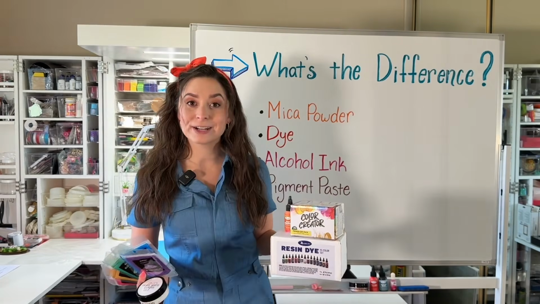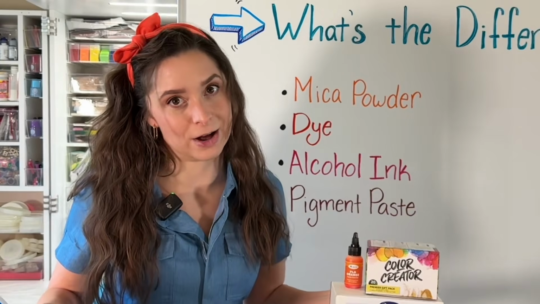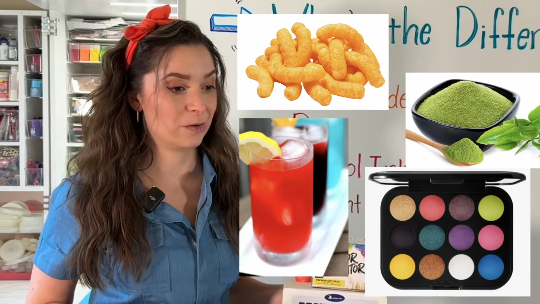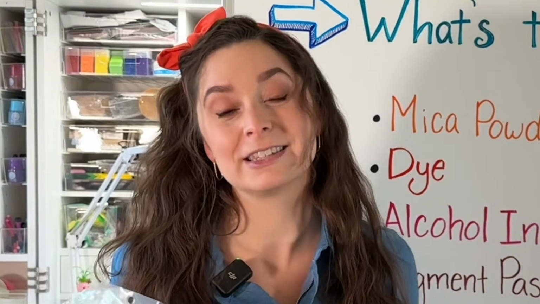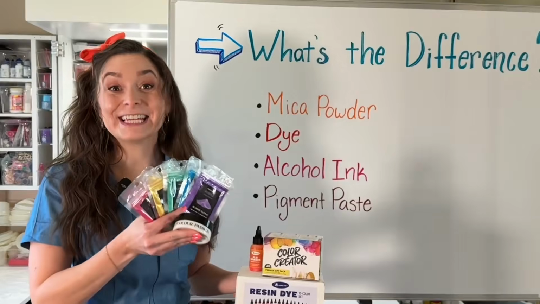We are going over the differences between mica powder, dye, alcohol ink, and pigment paste. Those are all colorants that are great for coloring resin and urethane, but yes, there are more out there. You can use Cheeto dust, matcha powder, Kool-Aid, eyeshadow. I really wouldn't suggest using those, but I have tried them before. It doesn't work great, but these work really well.